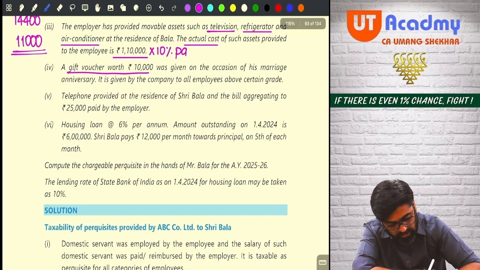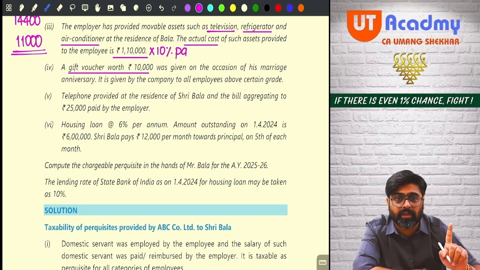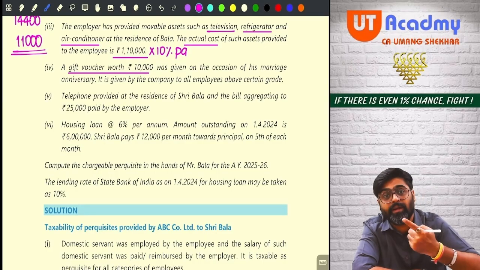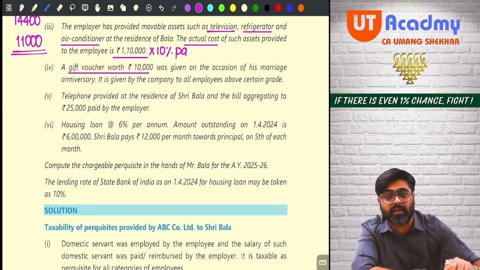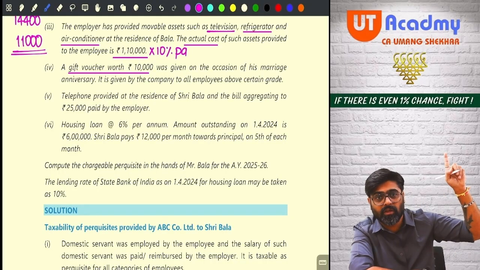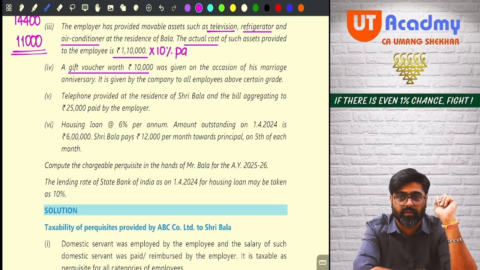Gift voucher worth 10,000 on the occasion of marriage? No, read further. Marriage anniversary. Not on marriage, marriage anniversary. So gifts on marriage are not taxable, but gifts received on marriage anniversary are taxable. And if they are provided by the employer, they will be taxable under the head salary. Getting my point? If provided by others, then other sources. But if it is provided by the employer, then it will be taxable under the head salary only.